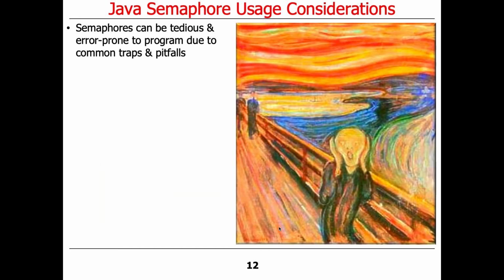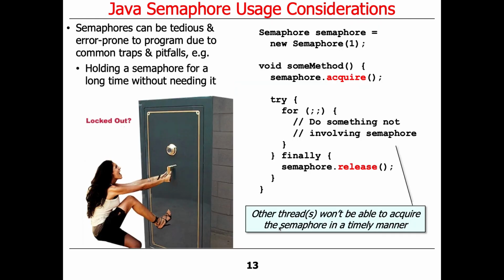One of the tricky parts with semaphores, with reentrant locks, with condition objects, with reentrant read-write locks, with stamped locks, and all these good things, is that they are very low level. And as a consequence, they can be somewhat tedious and error-prone to program due to common traps and pitfalls. And you'll see when we talk about reentrant lock and reentrant read-write lock, we'll see similar problems arise there. One problem is holding a semaphore for a really long time without releasing it, thereby keeping others at bay or starving others out from getting anything useful done.